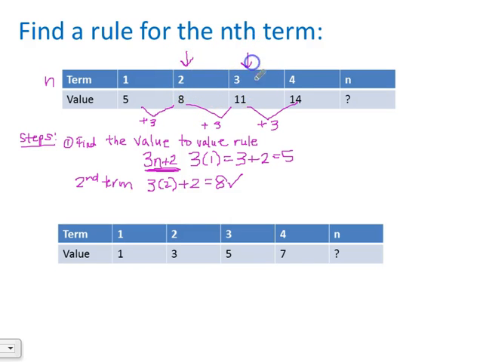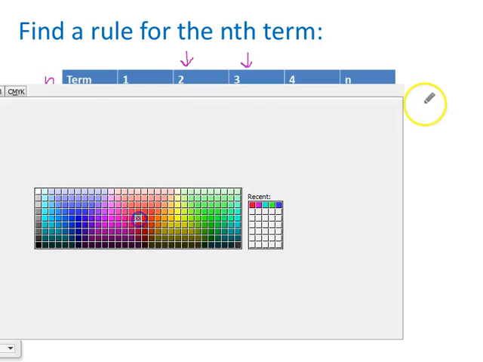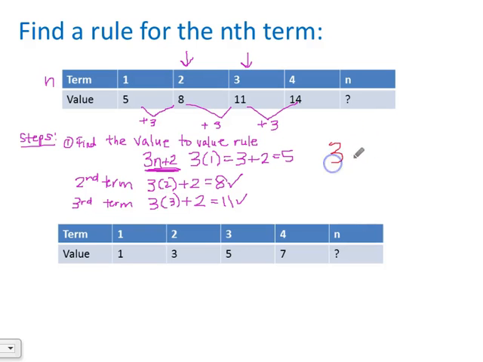What about the third term? Let's try it and see if this pattern is working. We would take 3 times 3, where 3 represents our third term, and then plus 2. 3 times 3 is 9. 9 plus 2 is 11. It worked. So the rule that is going to work here is 3 times the term number, n, and then we add 2 to that. That would be our rule.